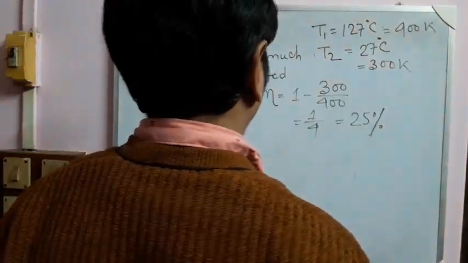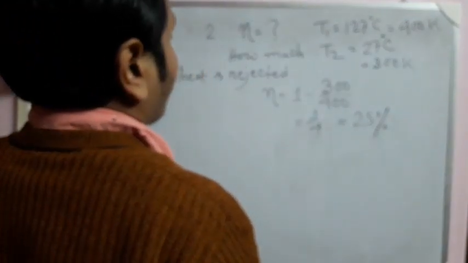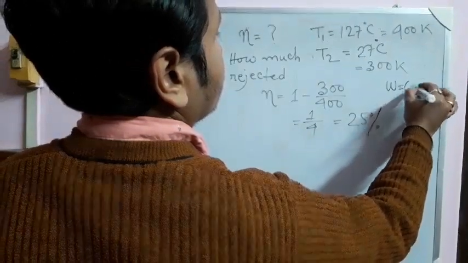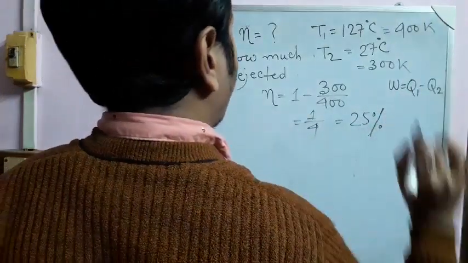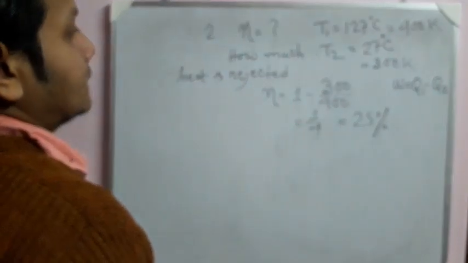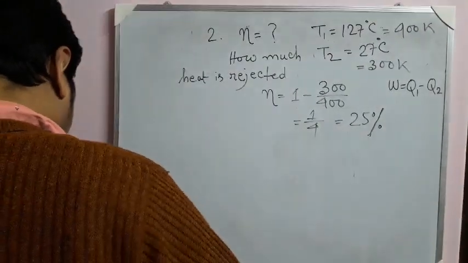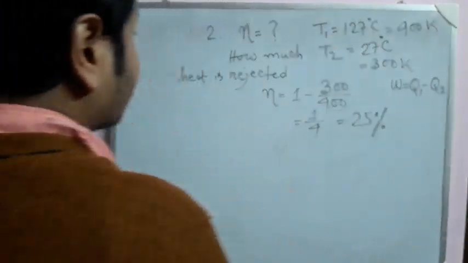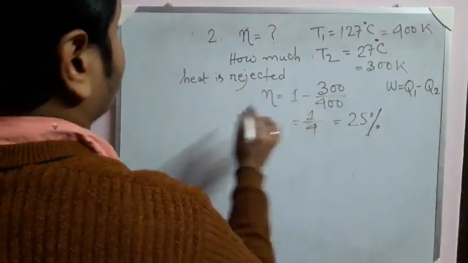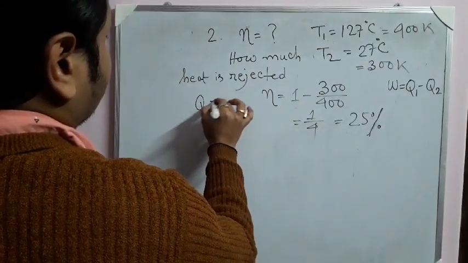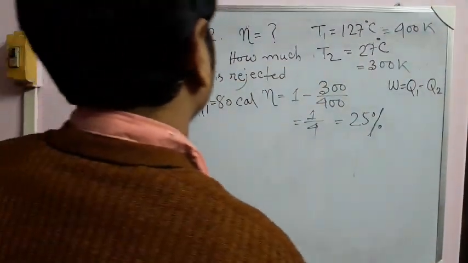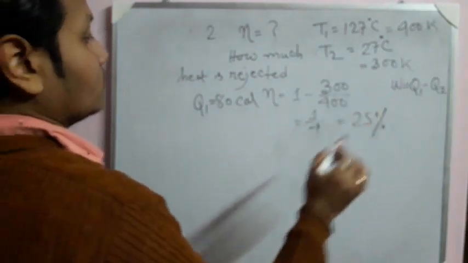So we use this formula, that is W equals Q1 minus Q2. Oh, another thing that is given, it absorbs 80 calorie heat. Sorry, it absorbs 80 calorie heat. If it is not given, then it is not possible to find Q2. So this is given. I forgot to see it. So now this is easy.